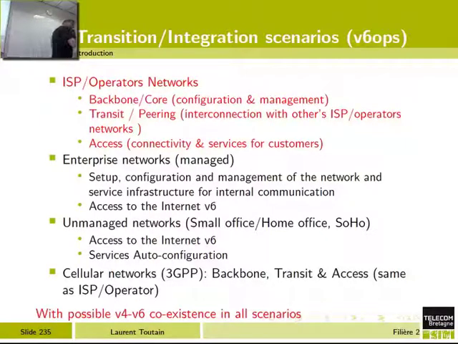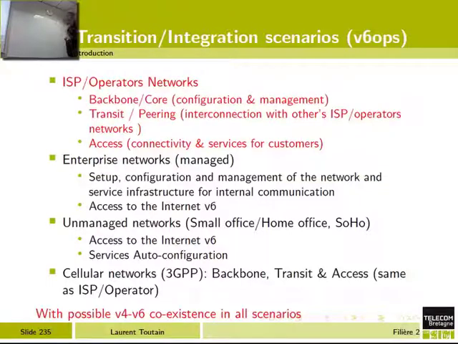Now I think the better approach to understand transition is to look at different kinds of networks. This network can be viewed from the v6ops working group. It means that you have ISPs or network operators that will have to run a backbone.